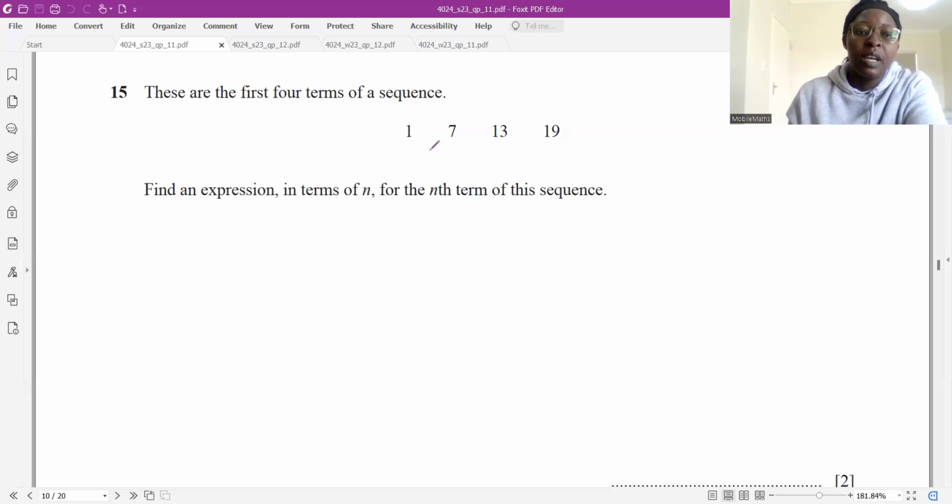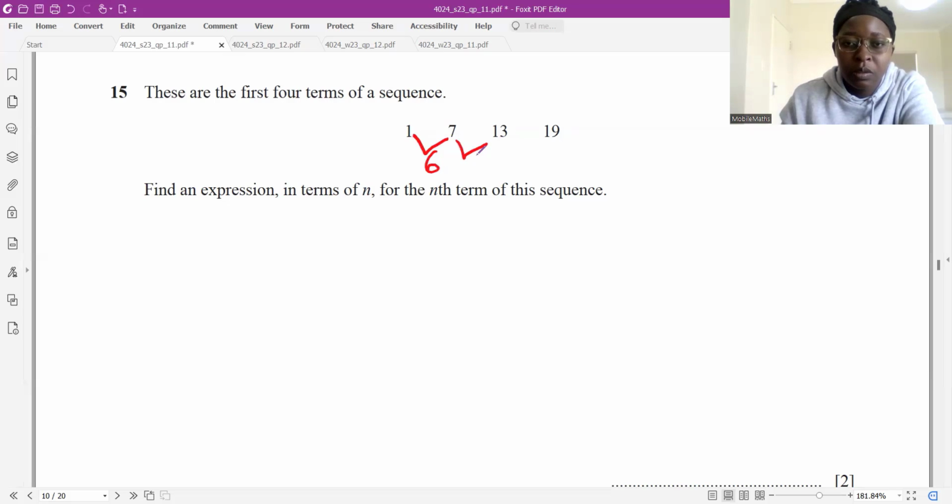Number 15. These are the first 4 terms of a sequence. We have 1, 7, 13, and 19. So we can check what is the difference on these terms. So 1 to 7, that's 6. 7 to 13, that's a 6 again. Then 13 to 19, that's a 6. So this sequence is an arithmetic sequence.